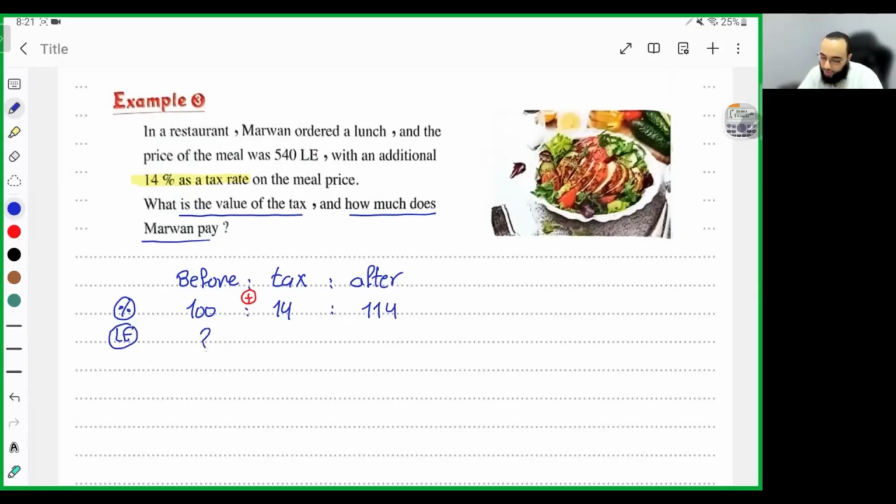What's the price before? It's 540. What's the tax itself? Unknown. What's the price after the tax? Unknown. Read the question again. The price of the meal was 540, then this is before. What's the value of tax? Then the tax is unknown. And how much money does Marwan pay? This is after the tax. Okay. So right now we are calculating the tax amount. It's not a taxi, it's a tax.